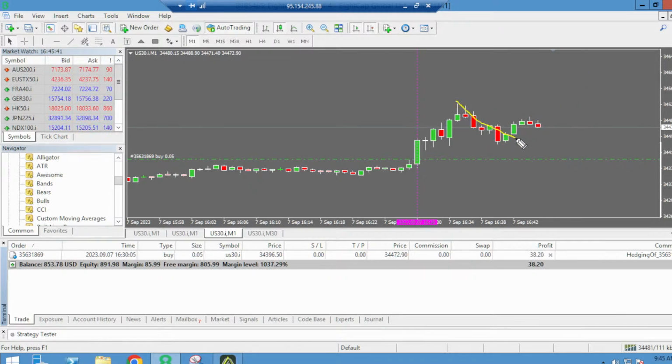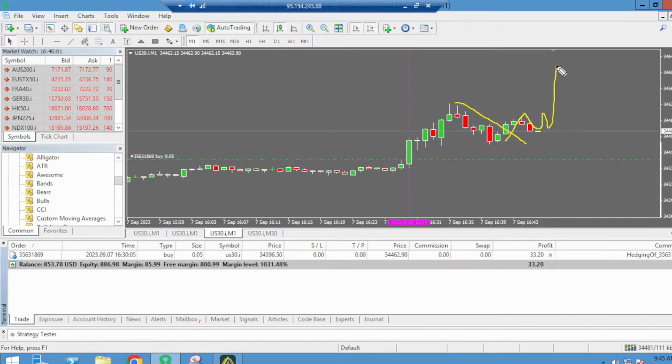This could also have been, whoops, I'm terrible at drawing with these freehand drawing tools, the pencil tools. This could also have been all of the correction, and price could, as I said, do this and continue moving up. Come back, retest, go. That's a possibility.